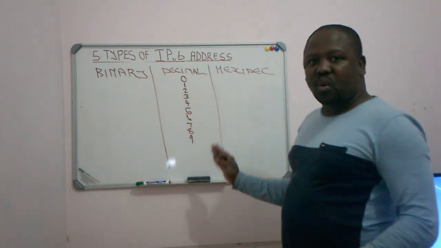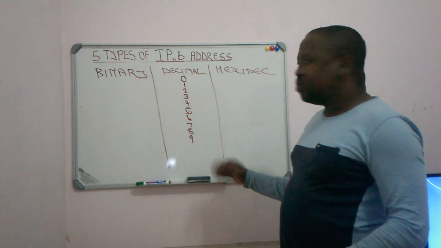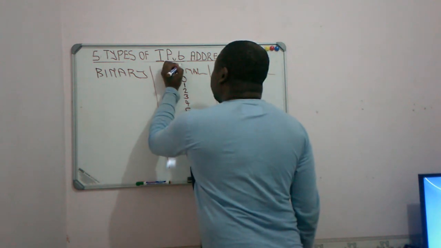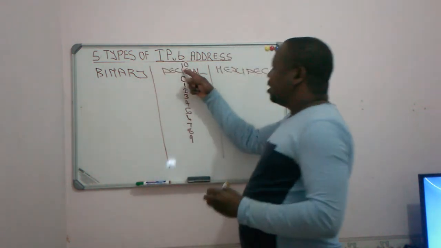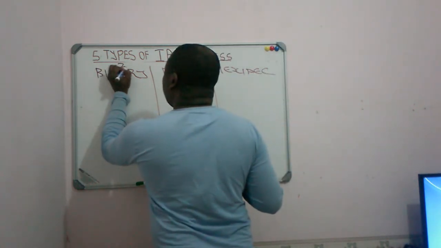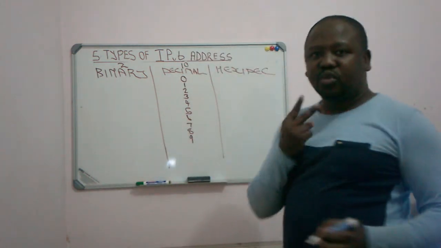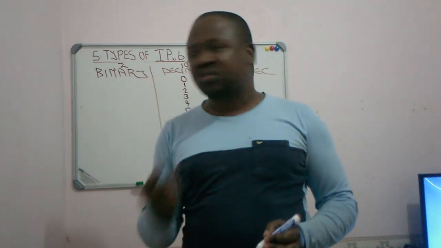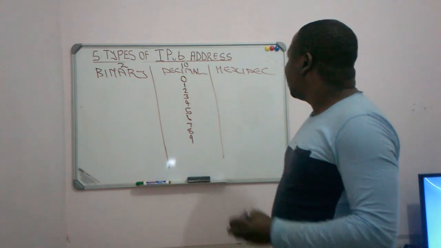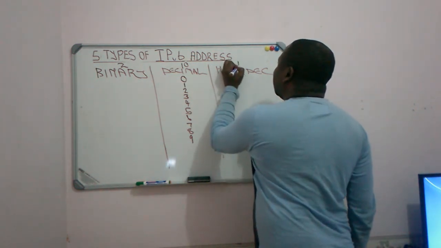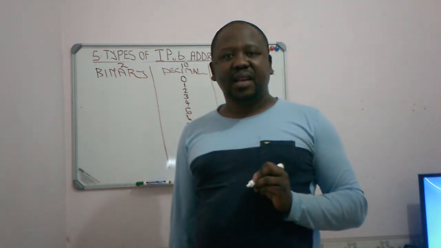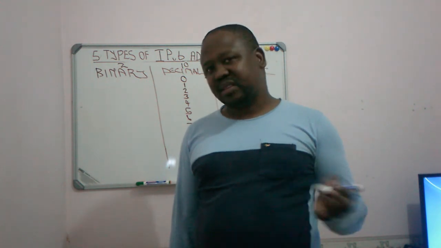That's why we call it decimal, base 10. Let me write it there. Decimal is base 10 because there are 10 digits, 0 to 9. Binary is base 2 because we have 2 digits, 0 and 1. And hexadecimal is base 16 because we have 16 digits or 16 numbers in hexadecimal.